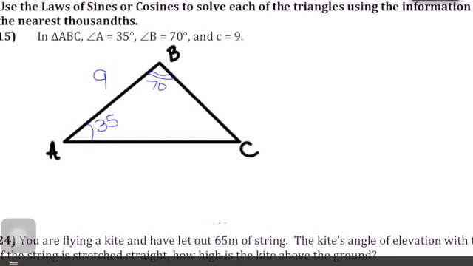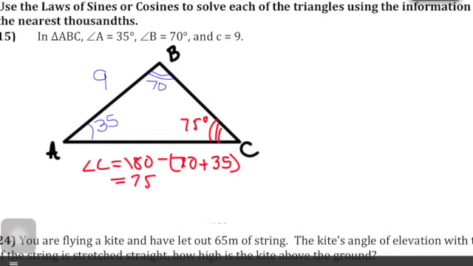One thing you should do first is find this remaining angle here at C. We know the other two, so all we have to do is 180 minus whatever 70 plus 35 is, and that's going to give me 75. Perfect, so angle C would equal 75 degrees.